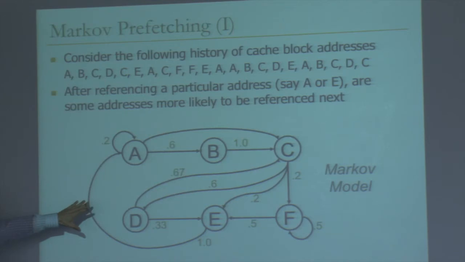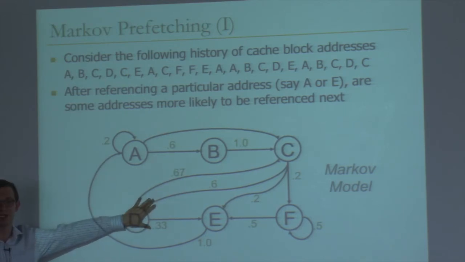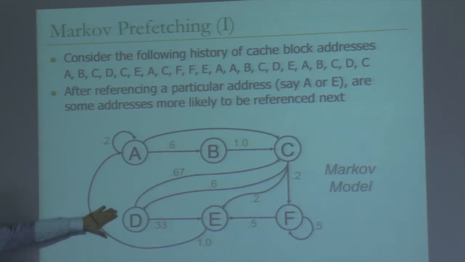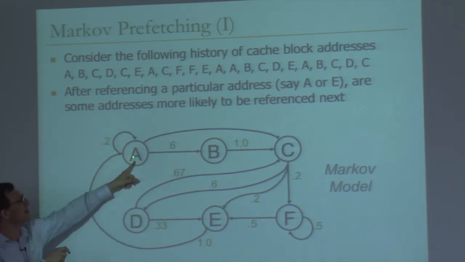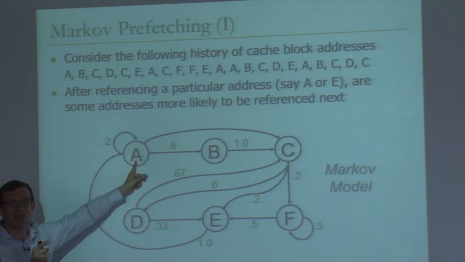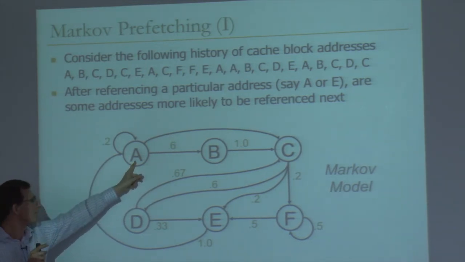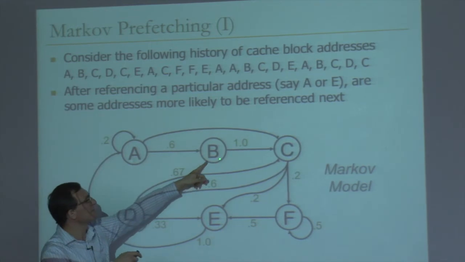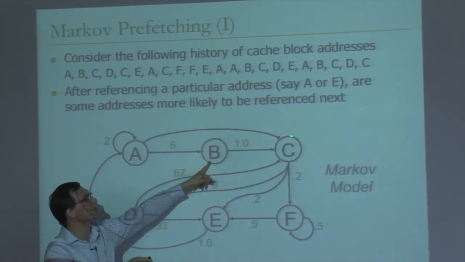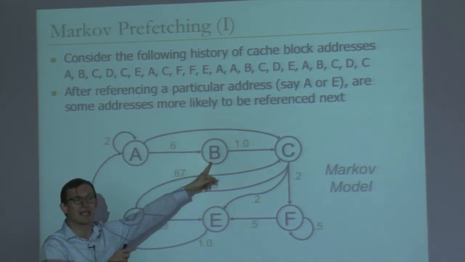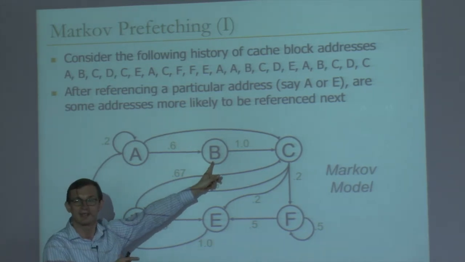So assuming that you somehow build this model in hardware or maybe in software, you can actually utilize this to do prefetching. Whenever you see address A, you consult this model and say, oh, maybe I should prefetch B, because that's the most likely address that I'm going to touch next. Whenever you see address B, you consult this model, and the model tells you, oh, I'm going to prefetch C, because that's the only address I've seen after I've touched B beforehand.